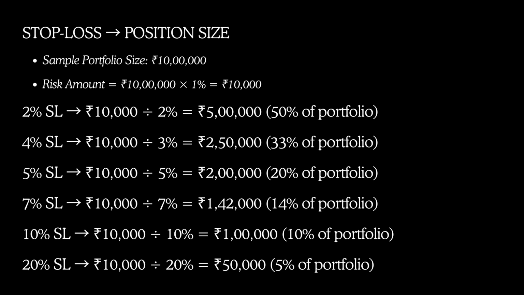If you have a loose stop loss of 20%, 13%, 17%, in that case your overall portfolio size will go down, because your overall risk cannot be more than 1%. But if you have a tighter stop loss, which is around 4 to 5%, then in that case you can allocate quite big, keeping the same risk at portfolio level, which is around 10,000 rupees.